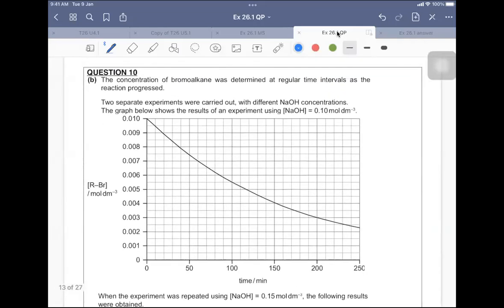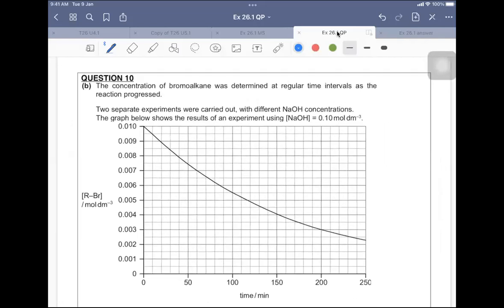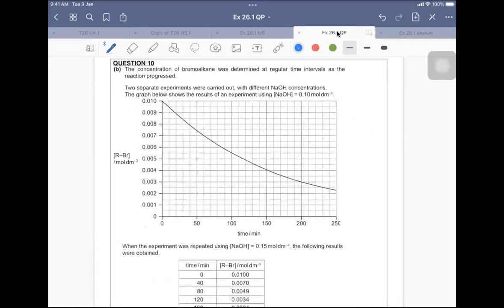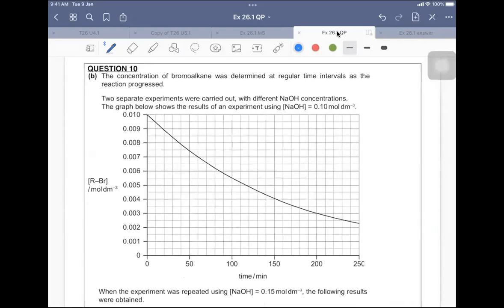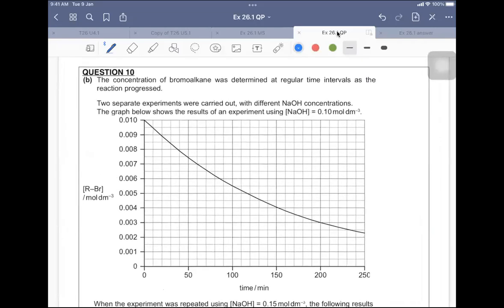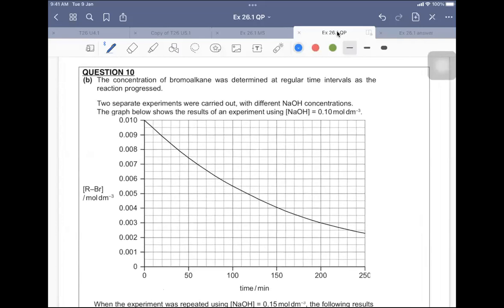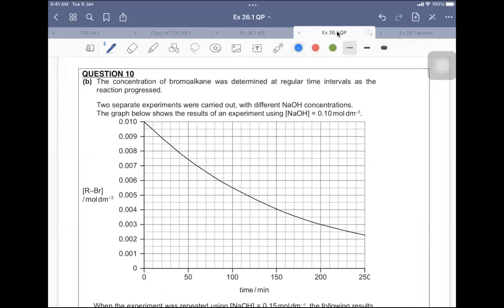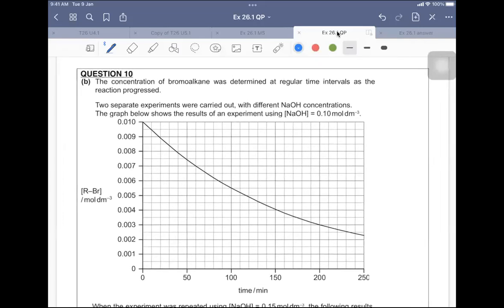Moving on to the next question, we will look at question 10. Question 10 is a reaction between a bromoalkane with sodium hydroxide. I'm guessing there's some more info, as this is only question B, but that's fine. We know that bromoalkane and sodium hydroxide would be the reactants for this reaction.